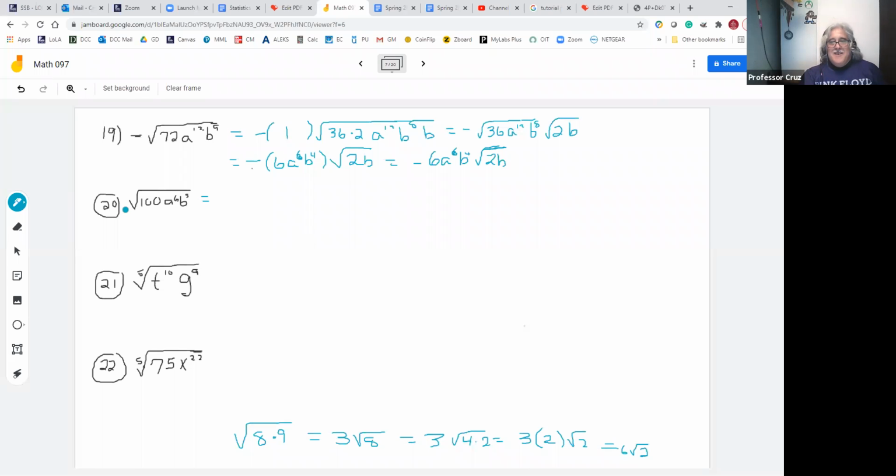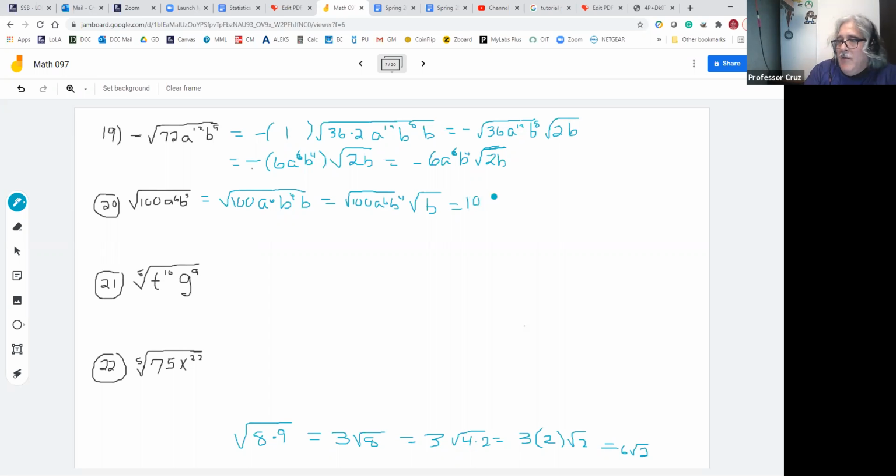All right, so square root of 100. So I'm going to put the perfect squares together. And then the b fourth, and then that extra b is going to be by itself. So this one right here is the 100, 8 to the 6th, b to the 4th. That's the perfect square. And then that b staying inside. So this is 10.